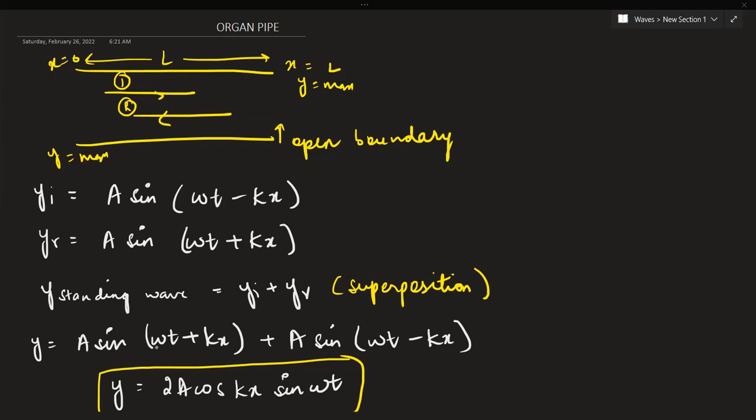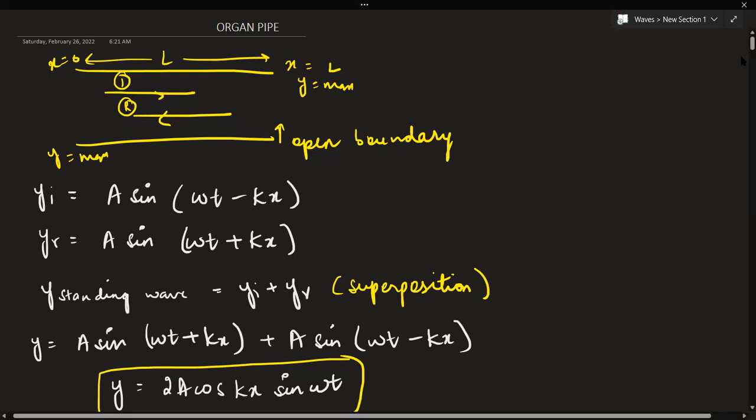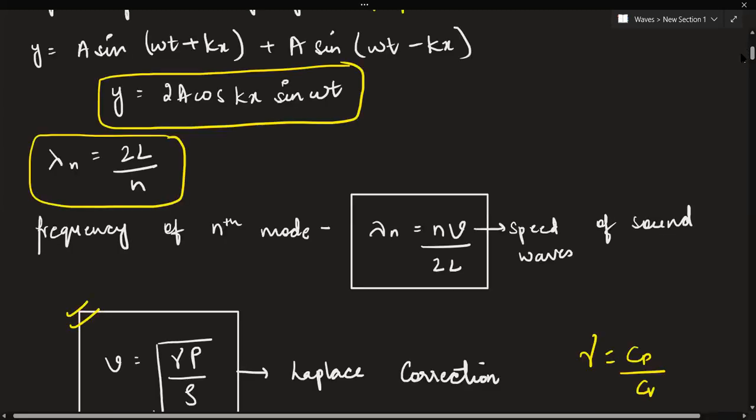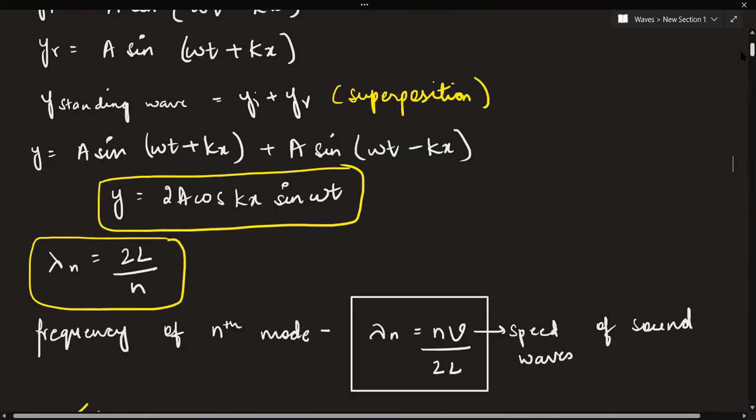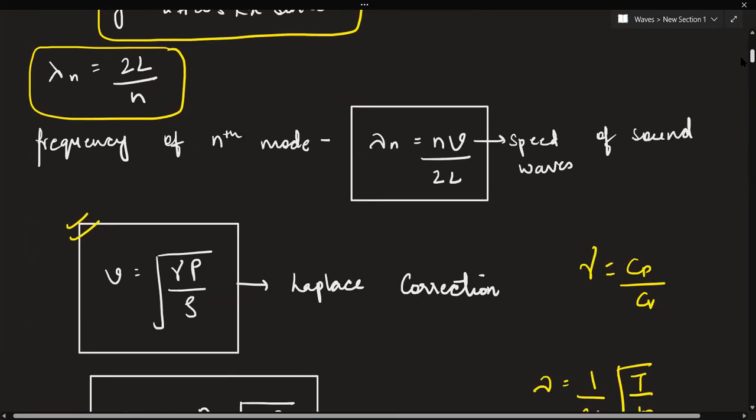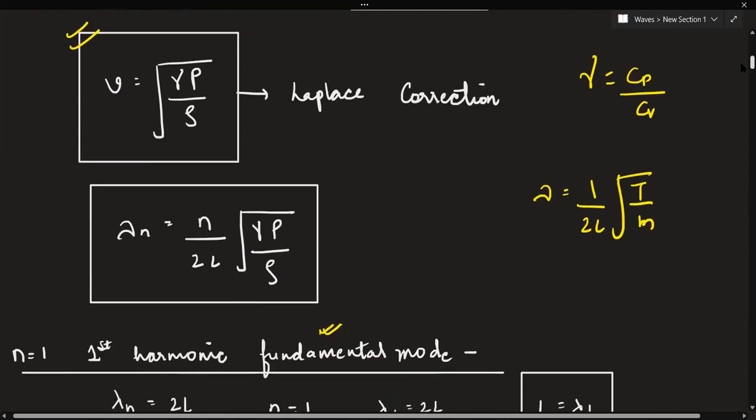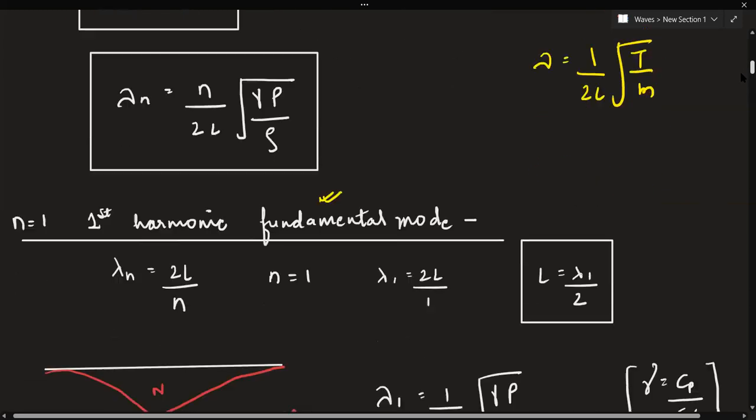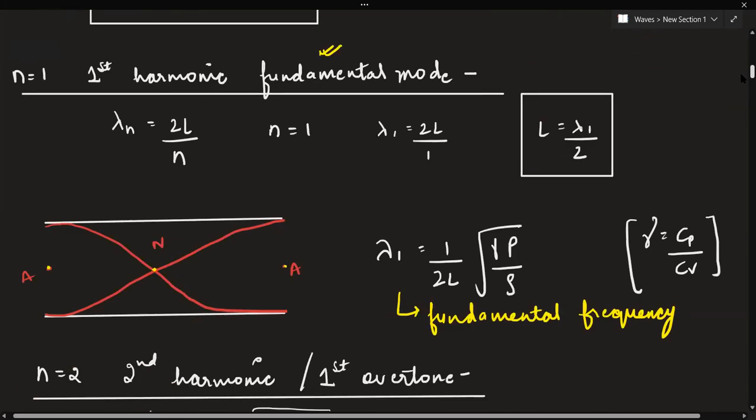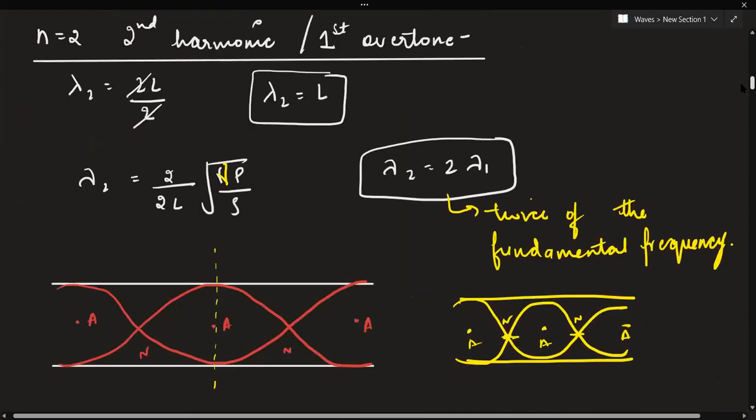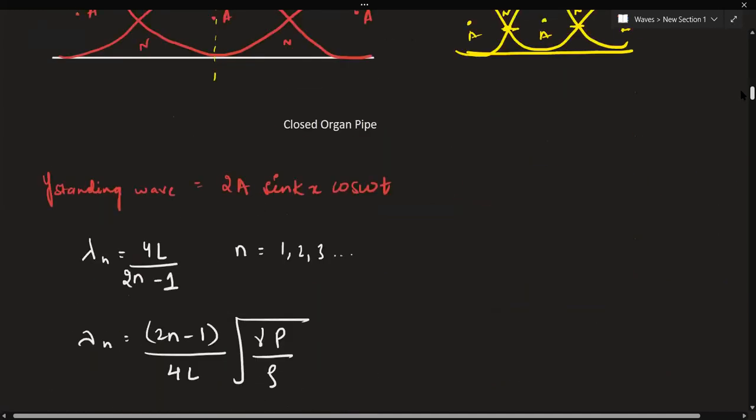Okay. So see, we have started with organ pipe. We had seen the open organ pipe yesterday. Regarding pipes, the frequency was given by nV divided by 2L, and in terms of Laplace correction, V was under root gamma P by rho. The first harmonic or fundamental node was given when we put n equal to 1, and we get the value of lambda and the length of the wave. Then we had seen the second harmonic, which means the first overtone, and that is twice the fundamental frequency.